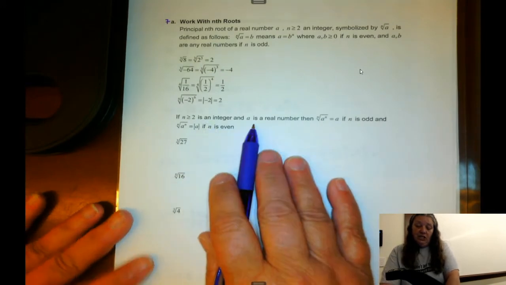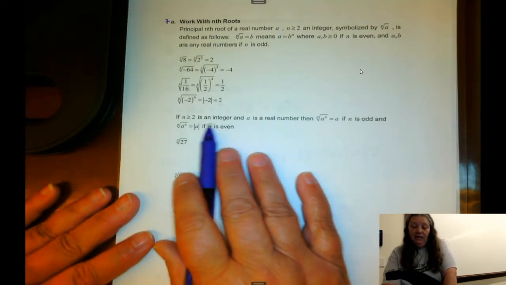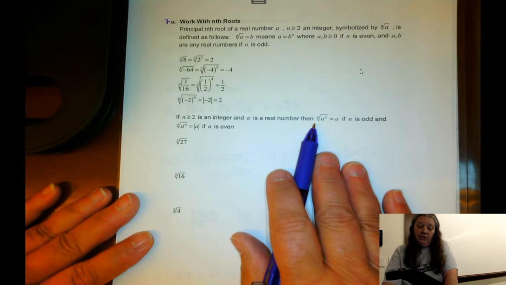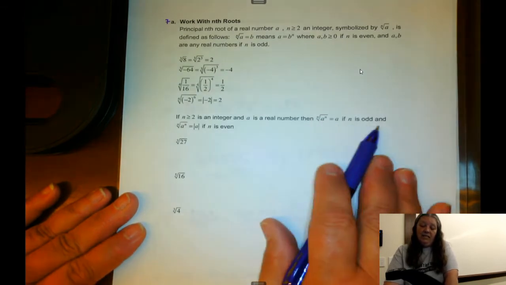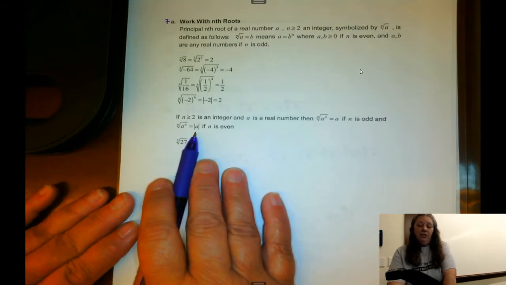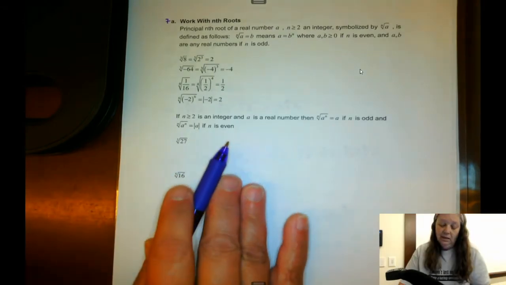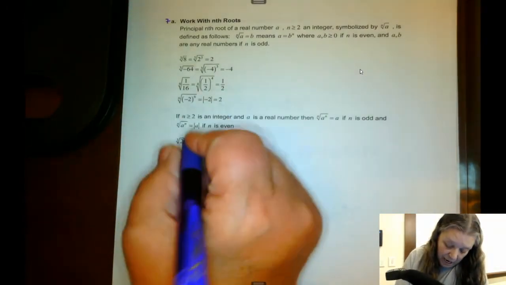So if n is an integer and a is a real number, the nth root of a to the n is a if n is odd, and absolute value of a if n is even. So let's work out these problems.